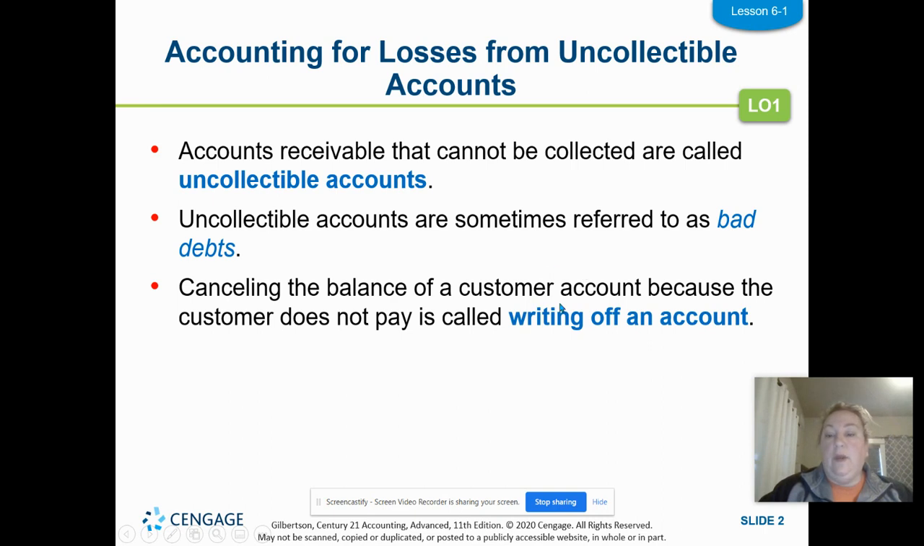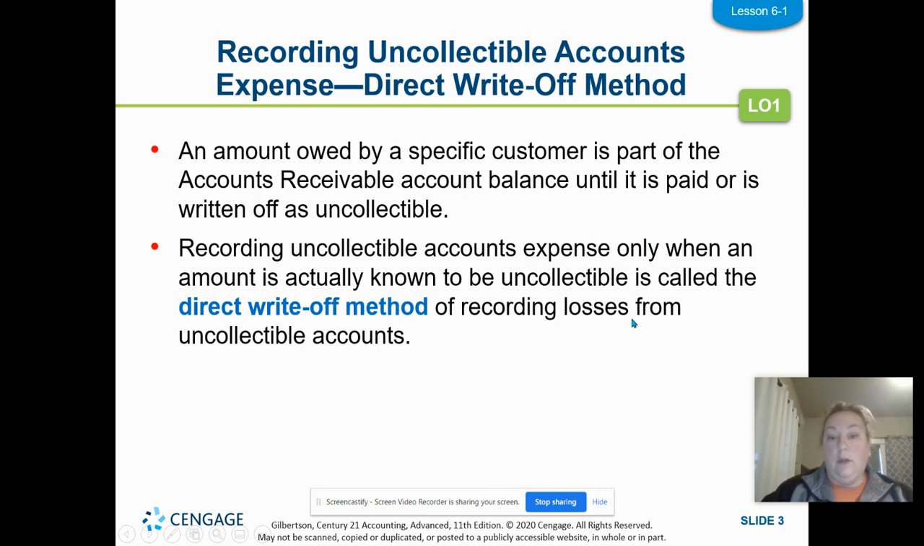And we do that and then we might even write off a customer account. So there's absolutely no way that we're going to be able to collect, and we might end up writing off their account in whole. So one of those ways is that we are going to use the direct write off method. So it says recording uncollectible accounts expense only when an amount is actually known to be uncollectible is called the direct write off method of recording losses.